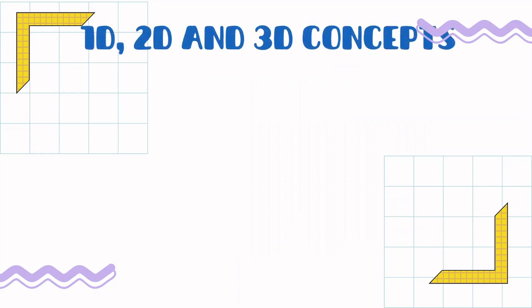Next, we will learn about 1D, 2D and 3D concepts. First, 1D. When we draw a line, we can measure its length only. We cannot measure its width or height. So the measurement is done only on length. So this is a one dimensional figure. There is only one dimension that can be measured.